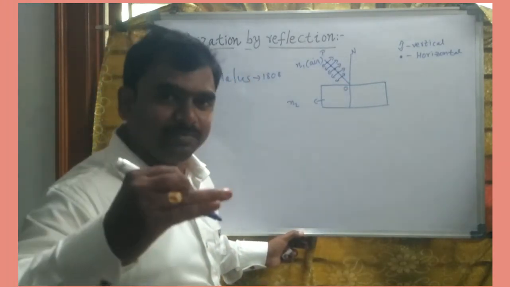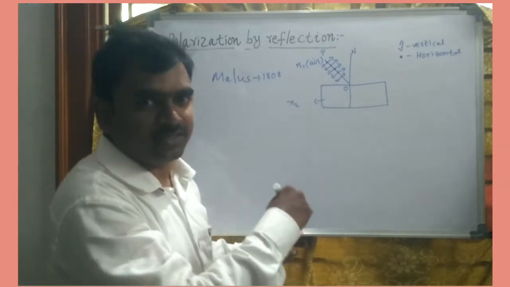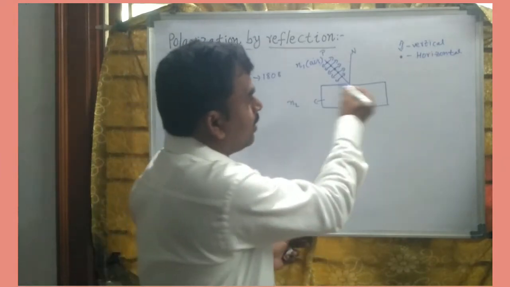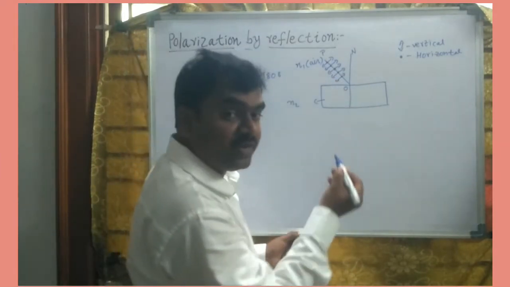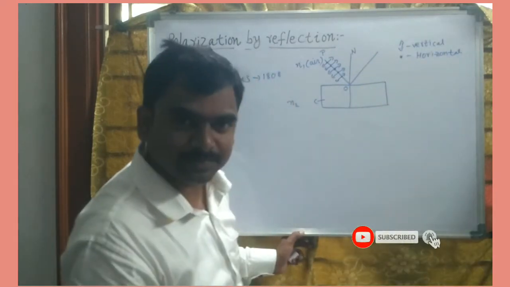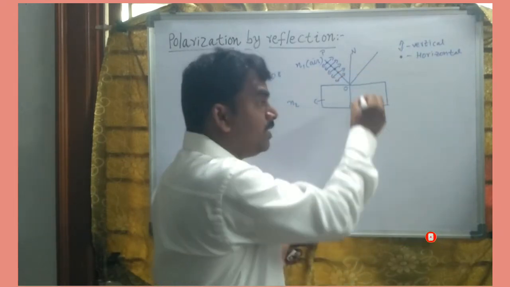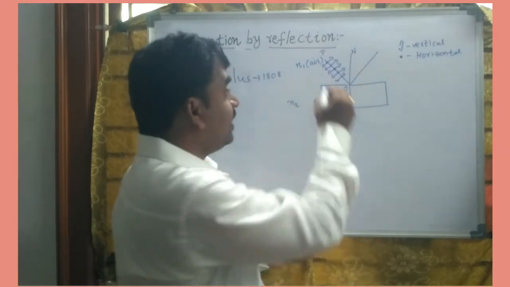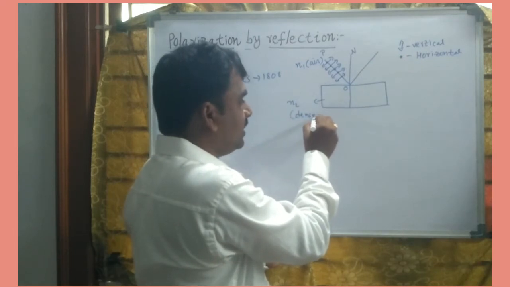My dear friends, I am giving a detailed explanation, so please be patient. Whenever light rays are incident on a smooth surface, what will happen? Some of the light will take part in reflection, and some of the light will pass from that medium into the other medium. This is the air medium. This is the water medium, which means it is the denser medium.